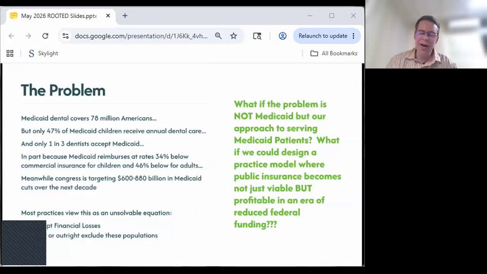The problem, and we all know it, is that there are access issues. Half the kids in the country aren't going to see a dentist this year, and it extends beyond just kids. Adults have a hard time seeing folks.